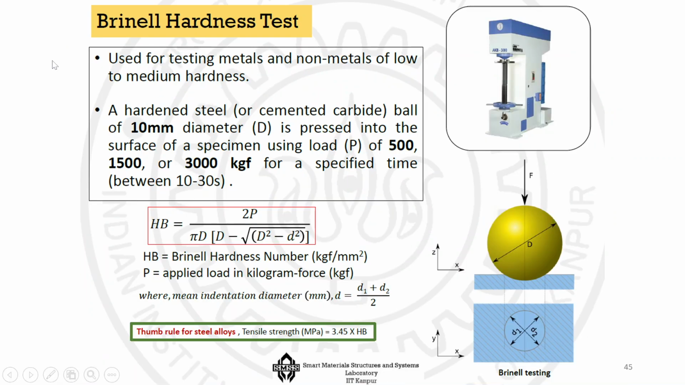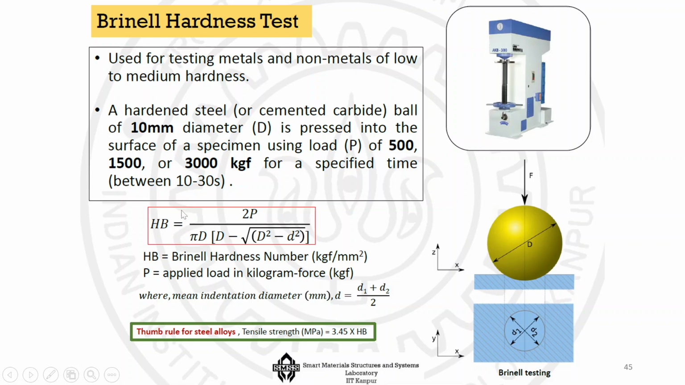Next is Brinell hardness test. It is used for testing metals and non-metals of low to medium hardness. In this case, a hardened steel or cemented carbide ball of 10 mm diameter is used. It is pressed into the surface of a specimen using a load of 500, 1500 or 3000 kilogram force for a specified time between 10 to 30 seconds.